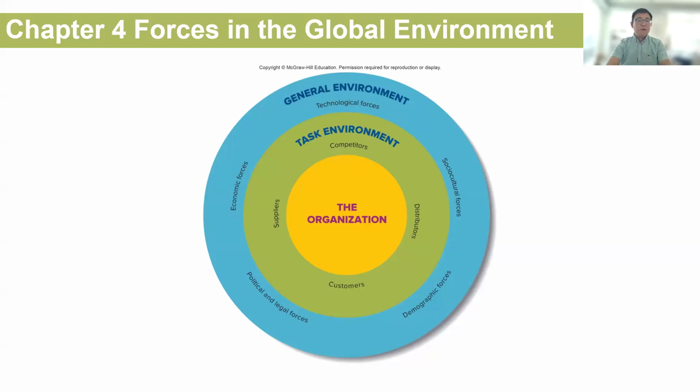5 minutes for chapter 4. Chapter 4 is talking about the force in the global environment. If you check the picture here, there are two types of force around the organization. One type is called the task environment, including suppliers, distributors, customers, and competitors. The force from this task environment is supposed to be an ongoing, short, daily force on an organization.